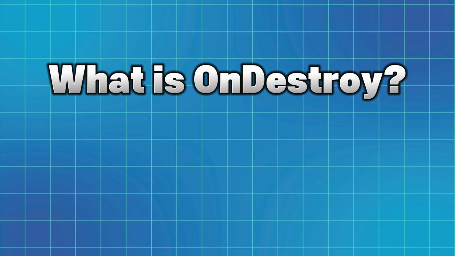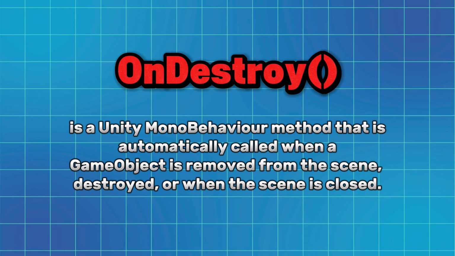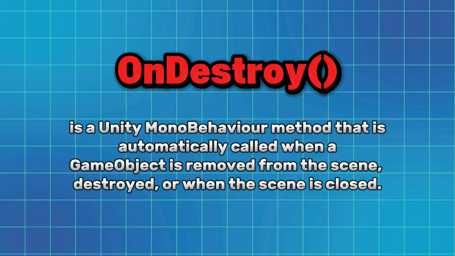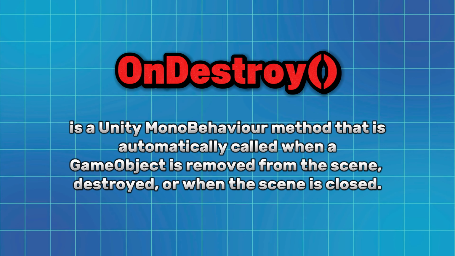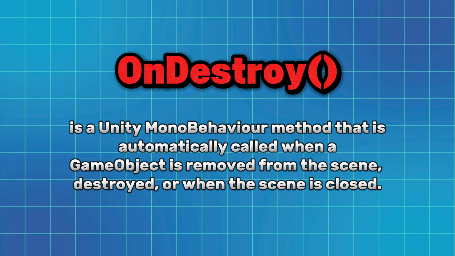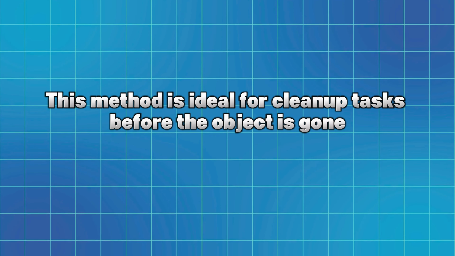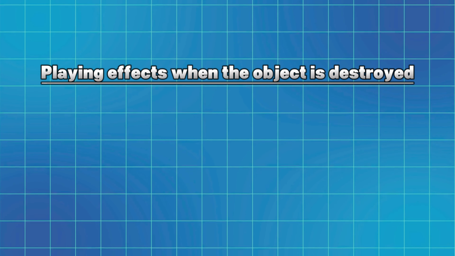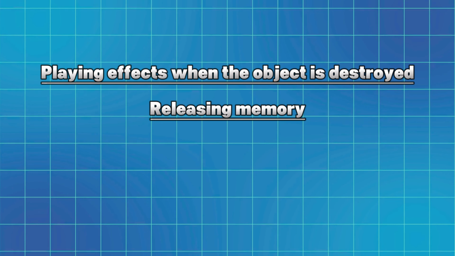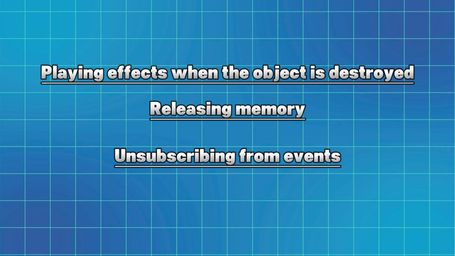What is OnDestroy? OnDestroy is a Unity MonoBehaviour method that is automatically called when a GameObject is removed from the scene, destroyed, or when the scene is closed. This method is ideal for cleanup tasks before the object is gone. For example, playing effects when the object is destroyed, releasing memory, unsubscribing from events, freeing up resources.